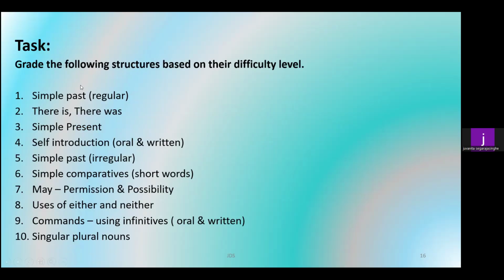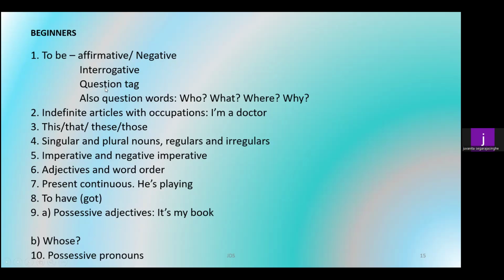Look at this. Grade the following structures based on their difficulty level. Now here, they have arranged it according to the difficulty level. I don't know whether they have arranged it or not, but as it is, it's taken as it was given in the book. The similar setup is given here. So we presume that they have arranged it accordingly.